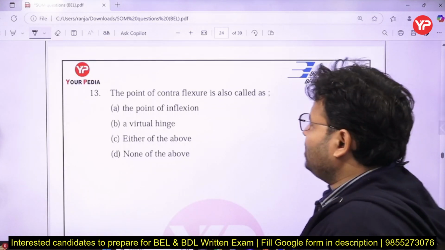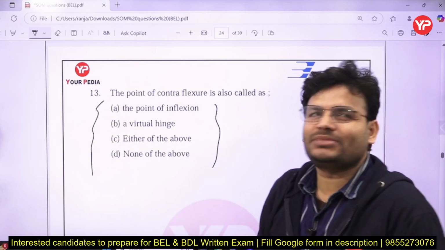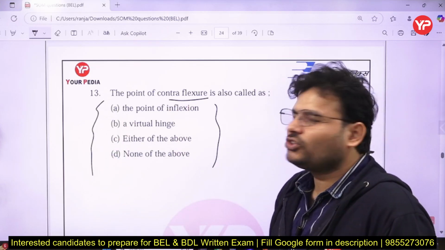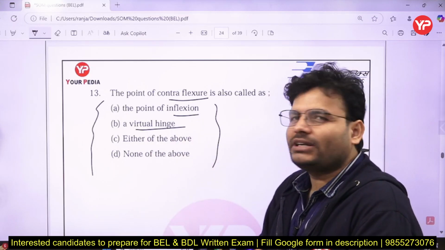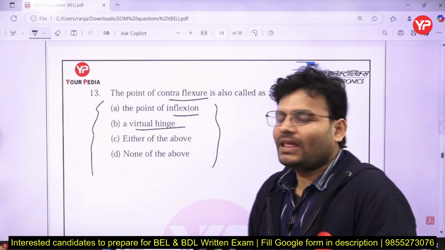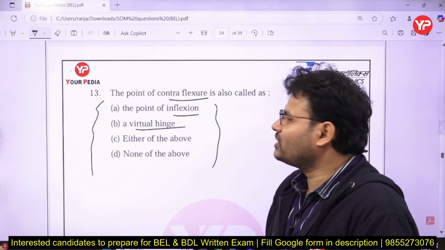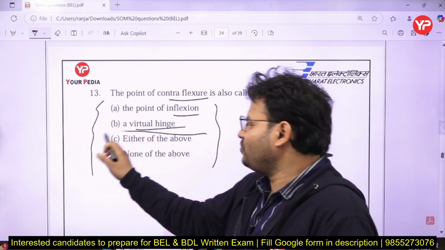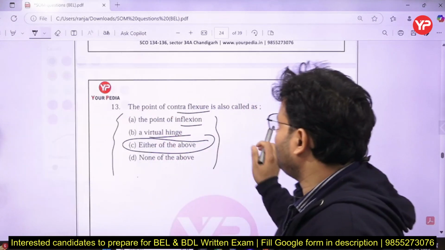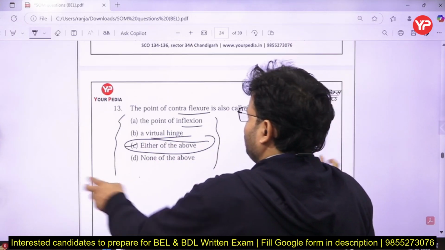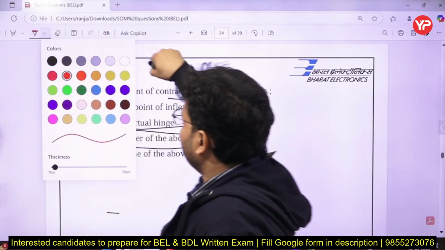The point of contra flexure is also called as, okay, that is a very new question I have seen in the book, and it has been asked in different exams a few times. The point of contra flexure is also known as the point of inflection, and also virtual hinge. Both names are given to the point of contra flexure. So sometimes in the exam they may ask what is the meaning of virtual hinge, or what is the meaning of point of inflection. Basically that talks about the point of contra flexure. So the correct answer will be C. So don't be confused about that. That's why I am coming with this question, so that whenever you find that type of question, you need not worry about it.